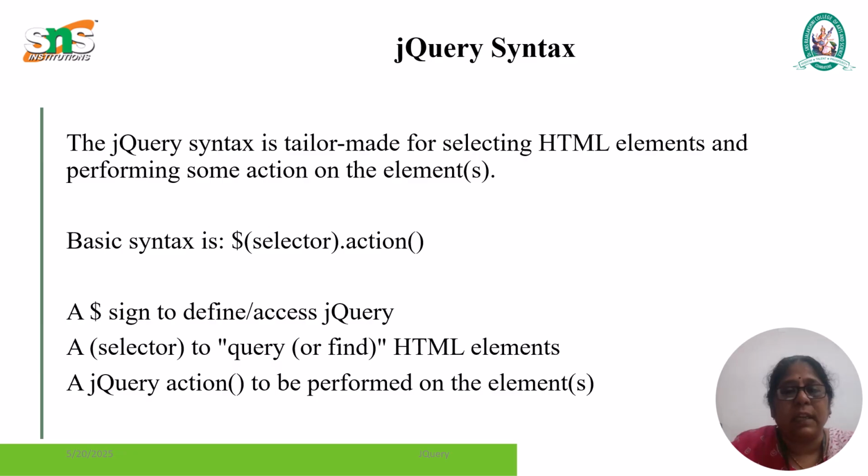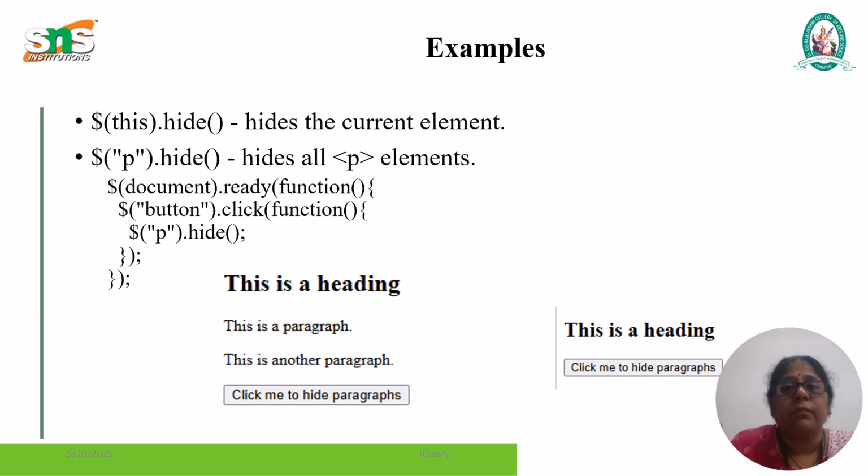The dollar sign is to define or access jQuery, a selector is used to query or find HTML elements, and a jQuery action is to be performed on that particular element or elements. So this is the syntax for jQuery, that is dollar followed by selector, dot, action of. The dollar defines jQuery, whereas the selector is the element on which the action has to be performed, and the action is the function which gives you what is to be performed. Next, they have given some examples here.